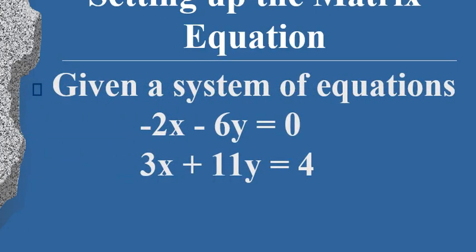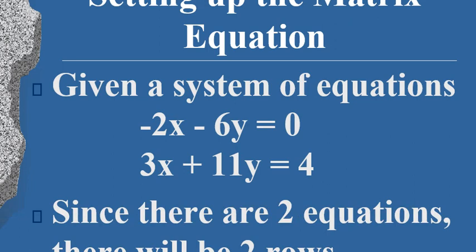Setting up matrices. Okay, here's a given system of equations. So, how many variables do you see? 2. So there's going to be 2 equations. There will be 2 rows. How many variables do you see? 2. So there's going to be 2 columns.